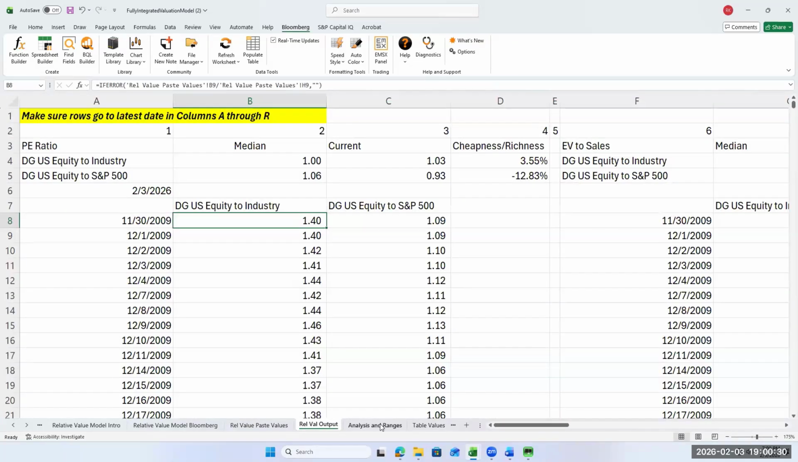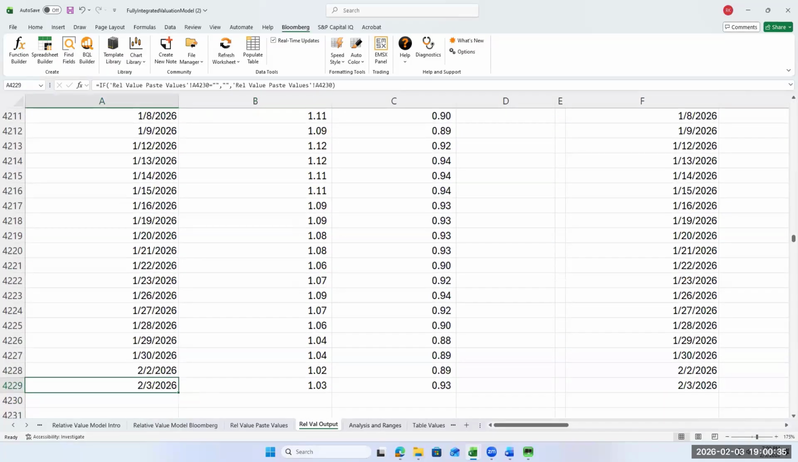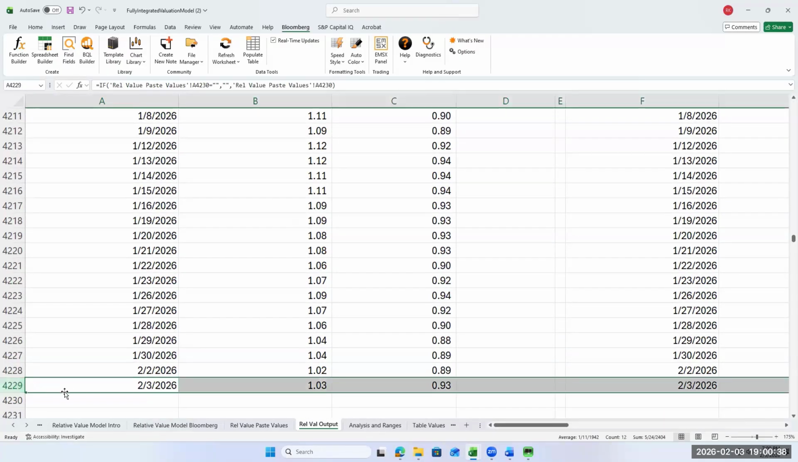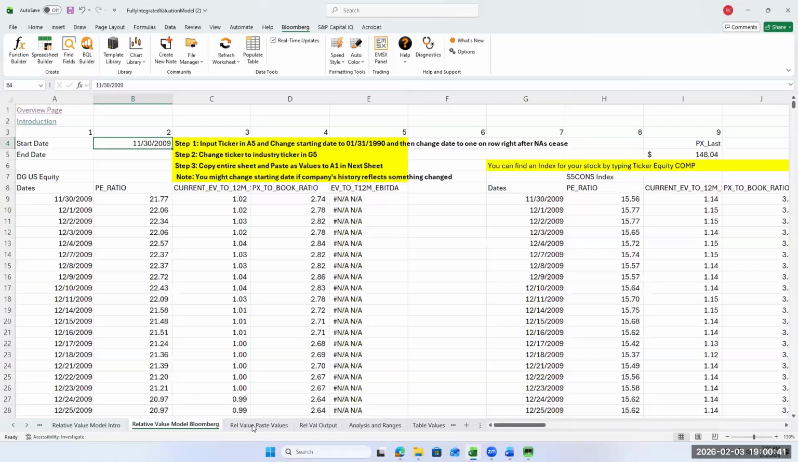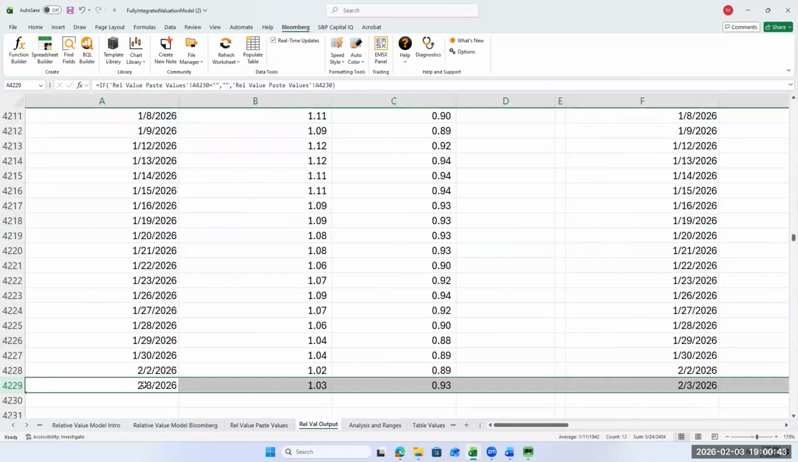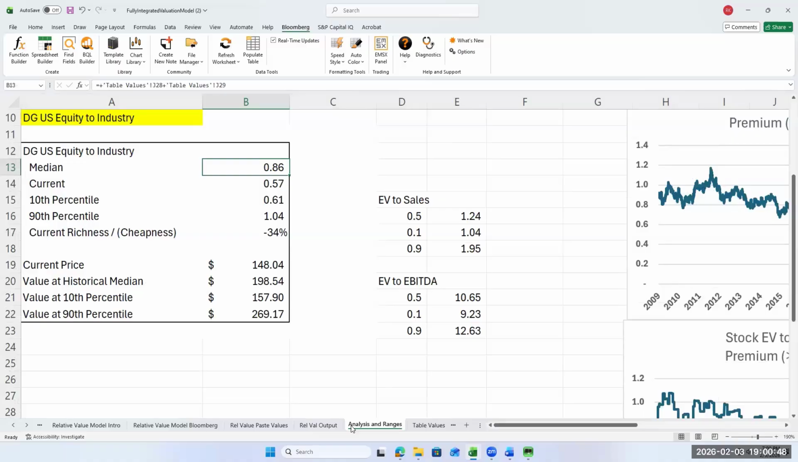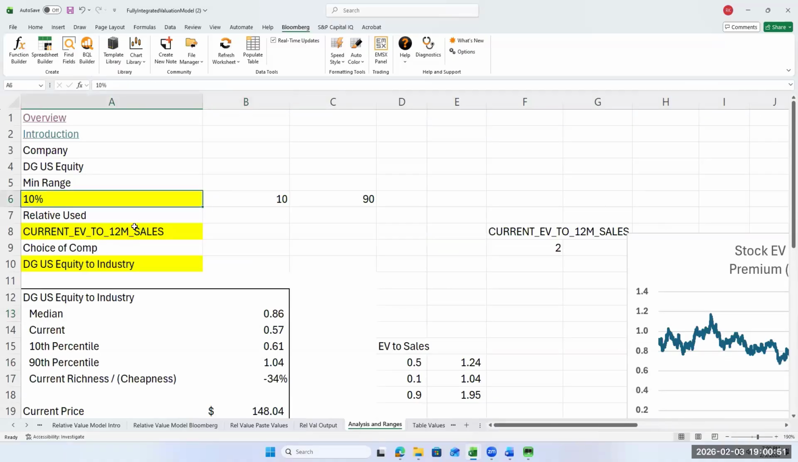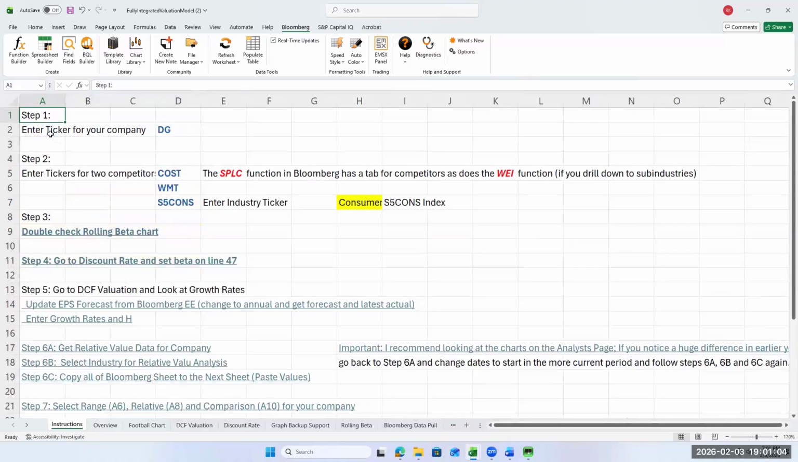Once you have that, same thing on the output. You have to make sure you're already down to the bottom. So you run the first page, you copy it to the second page, the third page, make sure you have all of your data in there. Once you do that, the analysis page is set up. You just got to tell it if you want to use EV to sales or price to book or whatever you want to use. All right. So the relative value is very, very simple to use. And then the last thing you're going to do is the investment banking model.